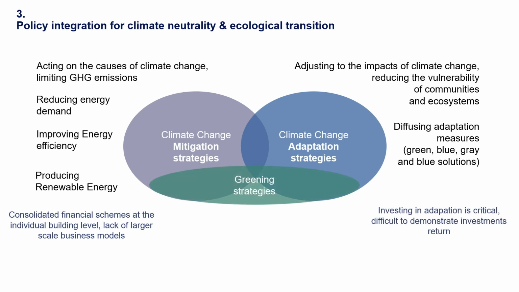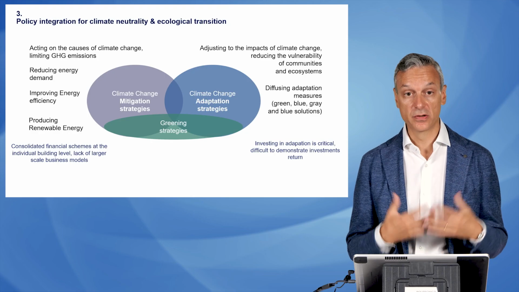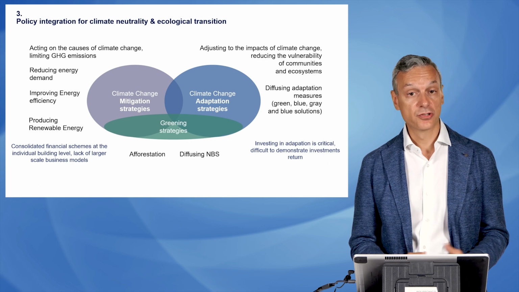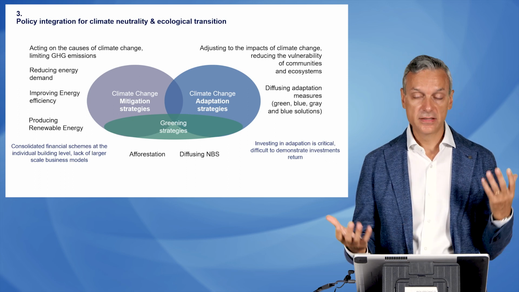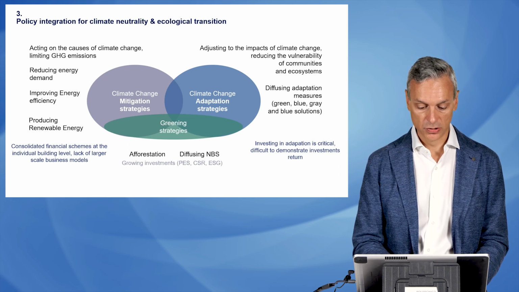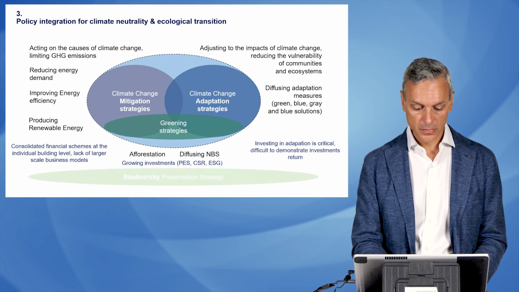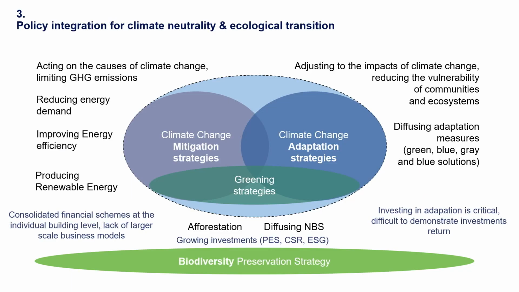They are now more and more linked, and also greening strategies are entering as a way to combine those climate actions, because greening strategies, I mean really afforestation and diffusing nature-based solutions in cities, is a good way to look at mitigation and adaptation together. Of course, more recently, biodiversity preservation strategy was really promoted, and it's pushed by the European Union in order also to take into account nature and natural cycles in our cities. And this is another level of complexity that we have to add. So we need this policy integration to be fulfilled.